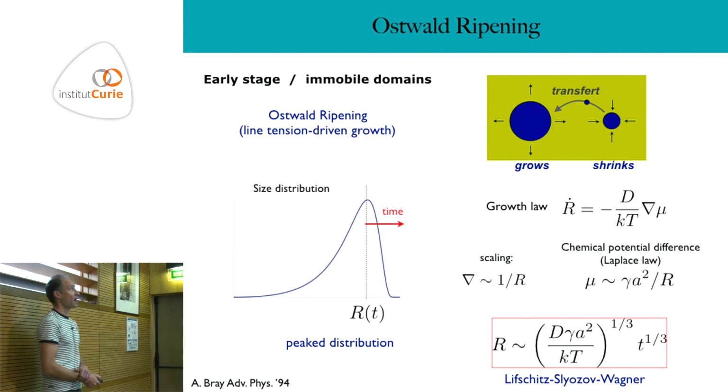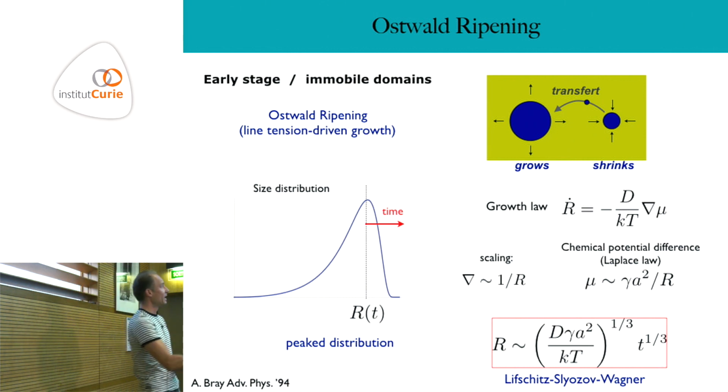And you can work out how you expect the radius of drops to increase with time. Basically you simply say that this thing grows because there's a flux of material. The flux of material is due to some gradient of chemical potential, which you can calculate by saying that you have a single size in the system. Then the difference of chemical potential is related to the line tension through something equivalent to the Laplace law. If you put that together, you get a growth kinetics like time to the power 1/3, which is one famous growth law.